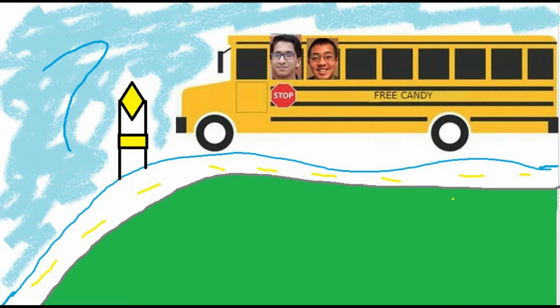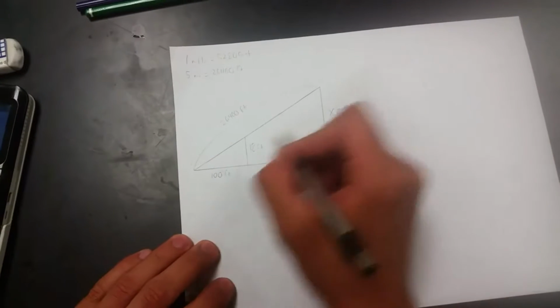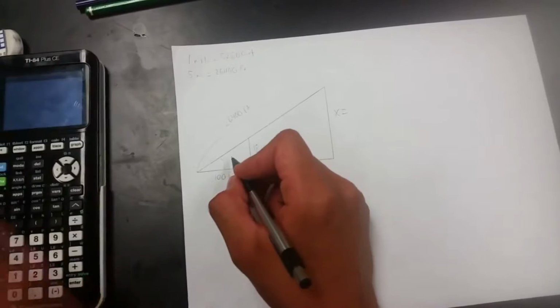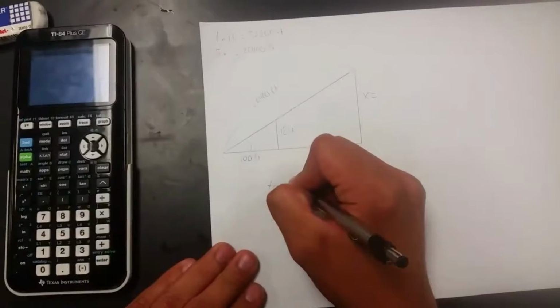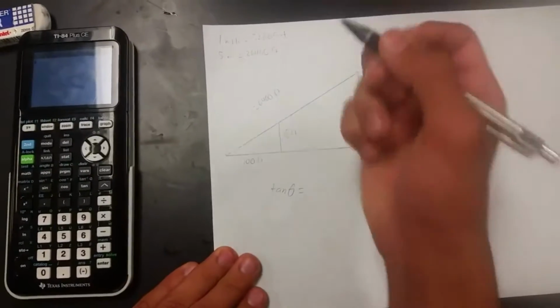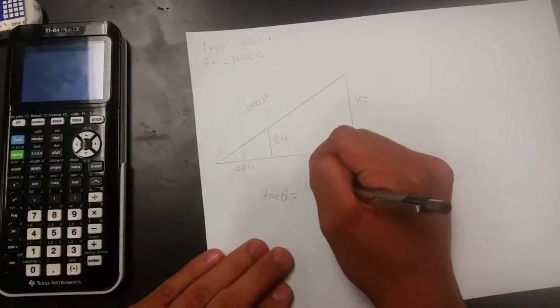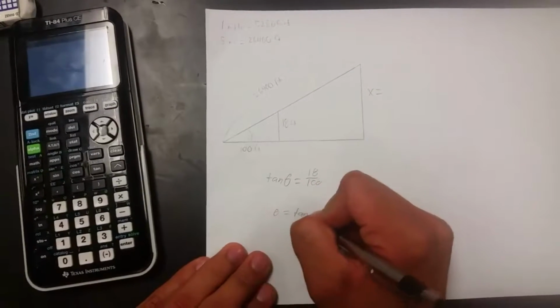So anyways, 26,400 feet. Try to find x, you say. X, we can find it through the gradient. Now, we know the angle. We can find the angle by using the tangent ratio, which is tangent theta, and as we all know, tangent is opposite over adjacent, so 18 over 100. Now, to solve for theta, we use inverse tangent.